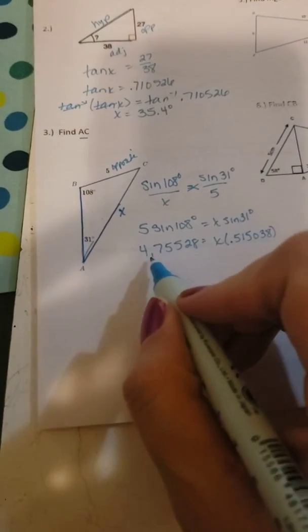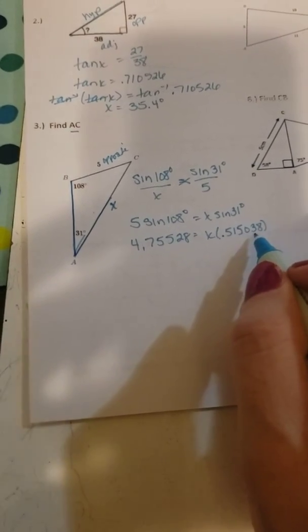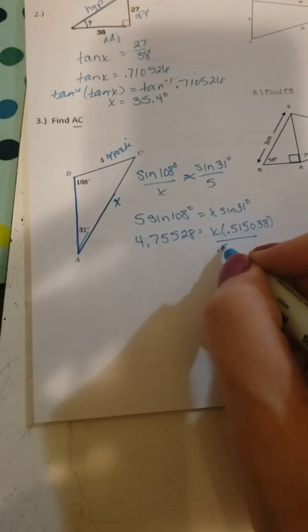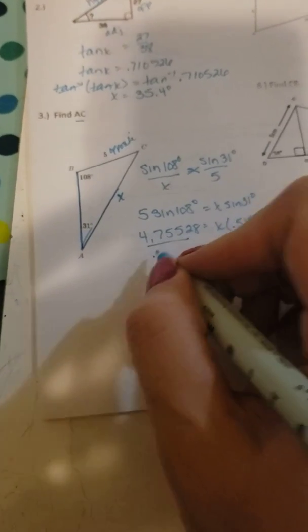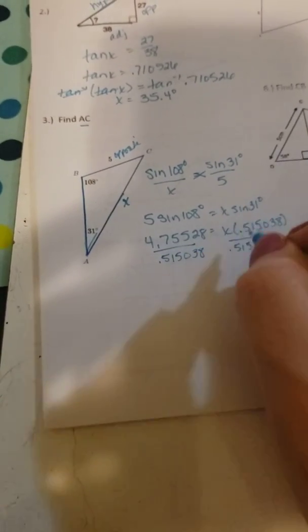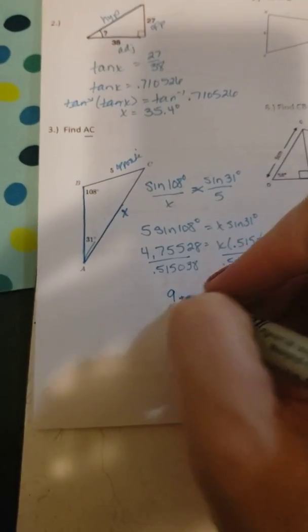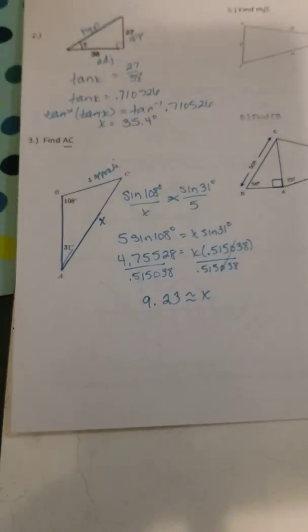Okay, so now I have 4.75528 equals X times 0.515038. And so I'm going to just divide by 0.515038. And those cancel out. And what I get is that X is approximately 9.23.